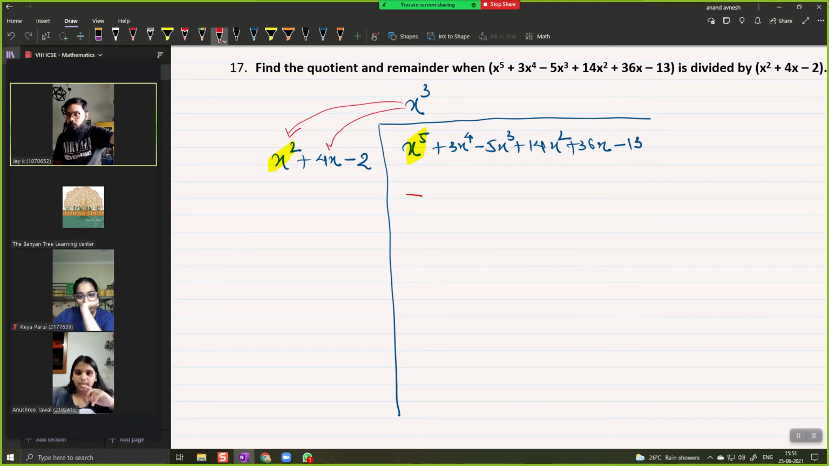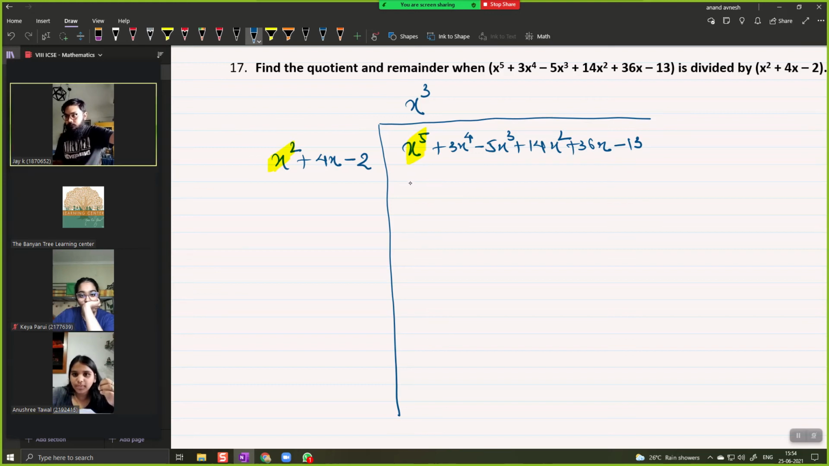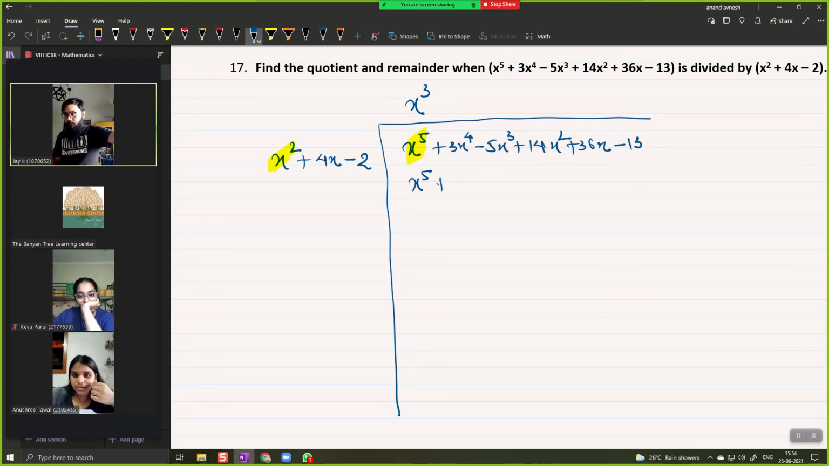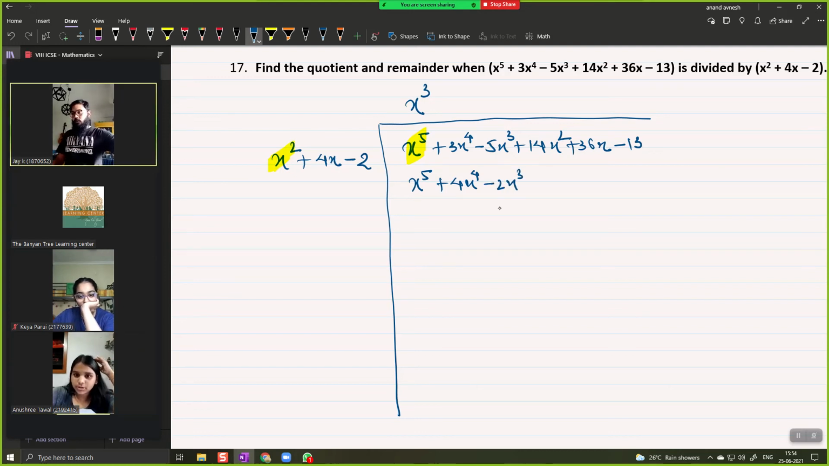Then x cube with 4x. Write the answer over here. X cube with 2. Write the answer over here. Is it correct? Yes, sir. So the first answer is x5, then 4x4, plus 4x raised to 4, then minus 2x cube. Okay, I'll make a line over here, put a minus sign.